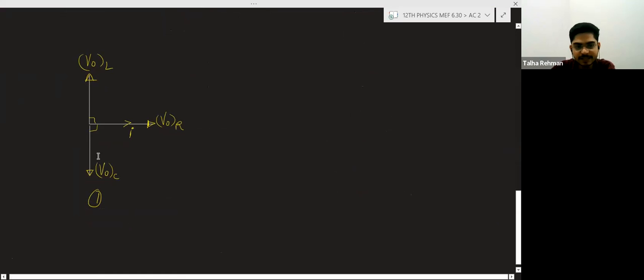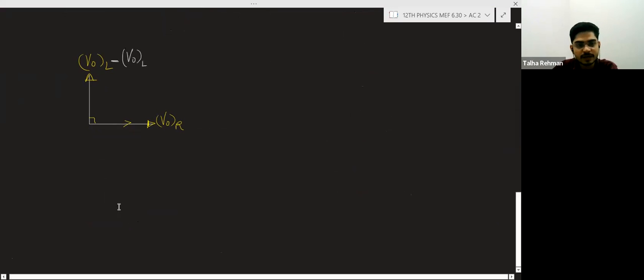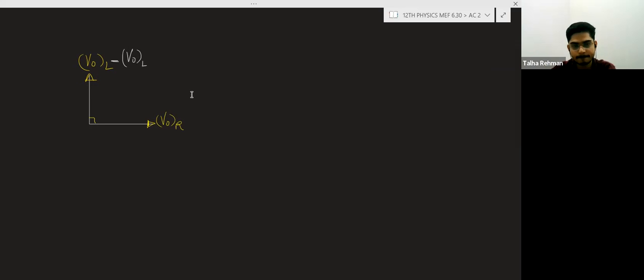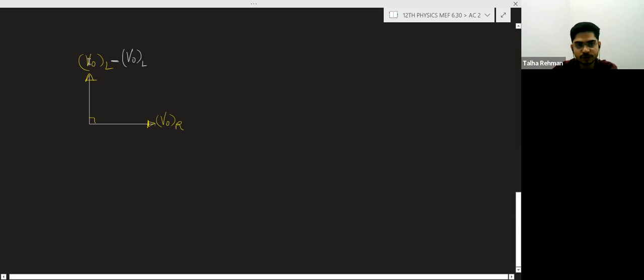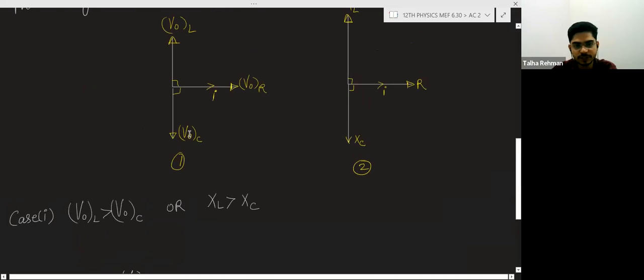Basically, they are saying V naught L is greater than V naught C. So we can write V naught L minus V naught C. This will be the resultant voltage along this. What is the resultant voltage along this? V naught L minus V naught C. Basically, this is V naught C, not L, because here is C, na? This is V naught C.